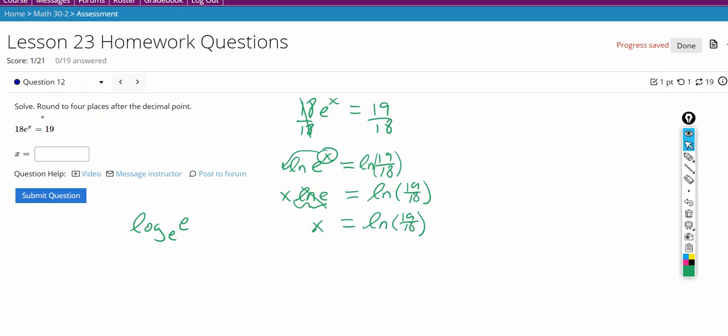So now if the question says round to 4 places after the decimal point, then it's okay to put this into your calculator and then just round to 4 decimal places.